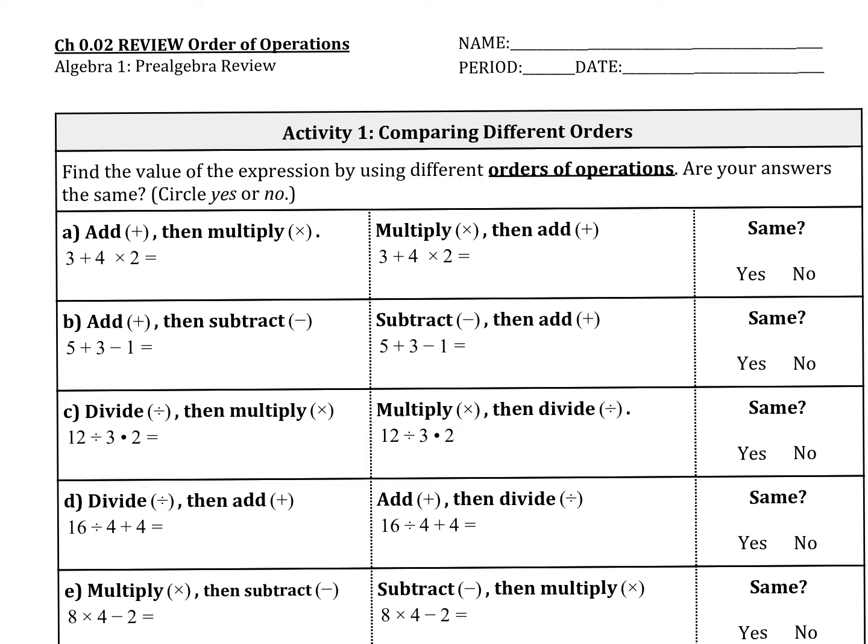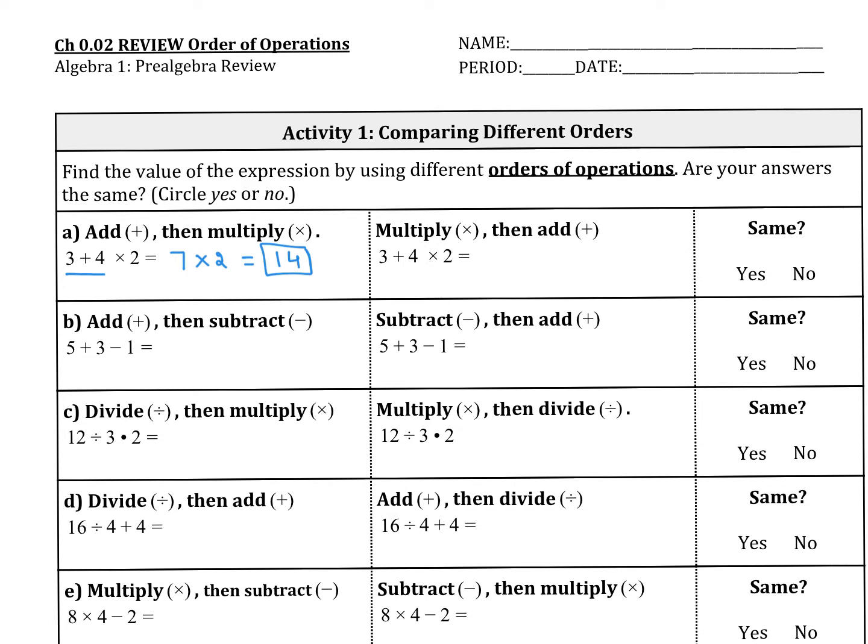Find the value of the expression by using different orders of operations. Are your answers the same? Circle yes or no. Letter A. For letter A, you're going to add and then multiply. So you add 3 plus 4, and that's going to be 7. Then you multiply, and you get 14.